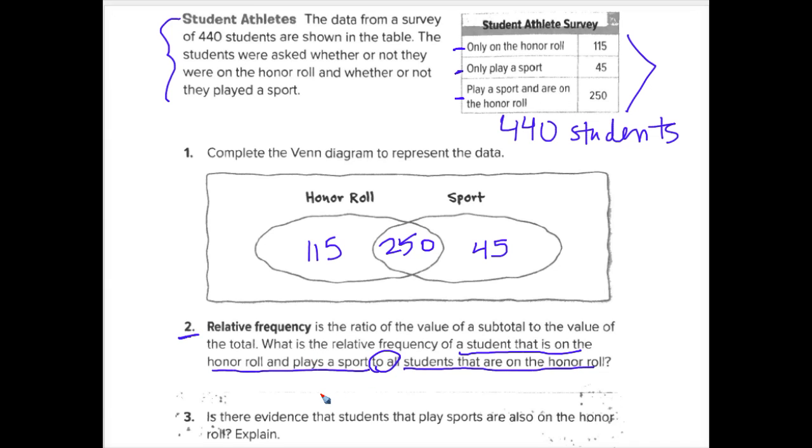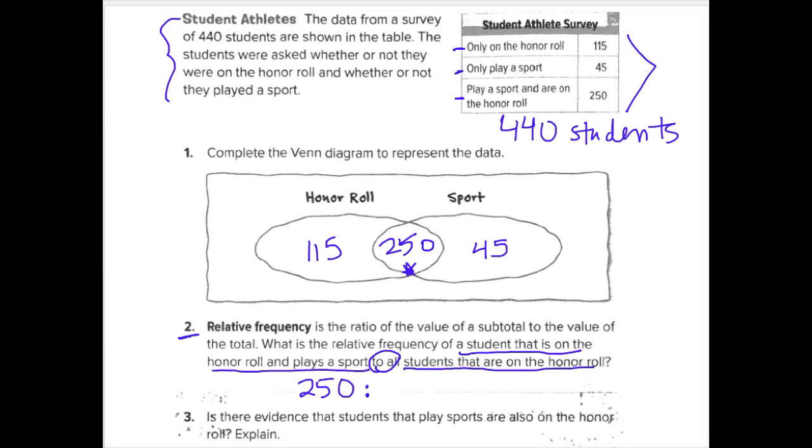Okay, students that are on the honor roll and play a sport are 250. So there are 250 kids that are both. Ratios are written with a colon, compared to students just on the honor roll, or to all students on the honor roll. Okay, so 250 are both. How many students are on the honor roll?